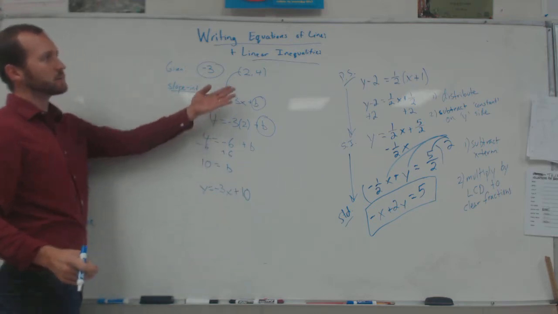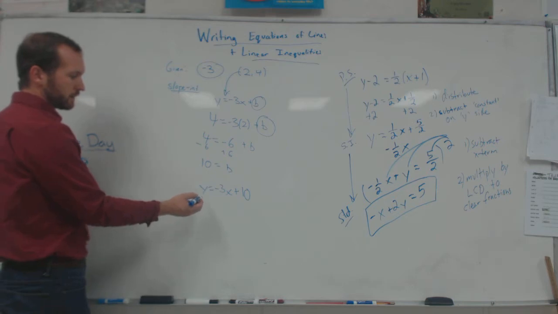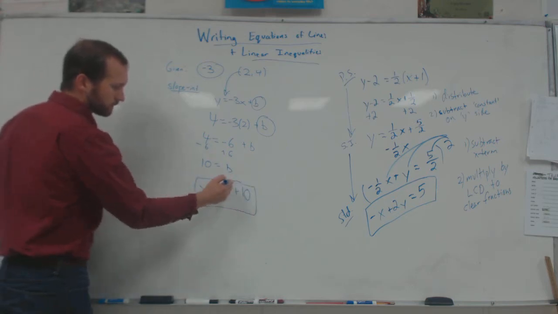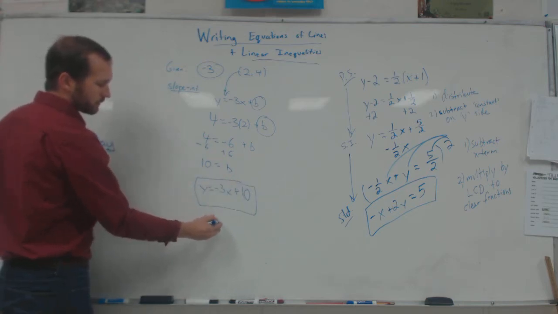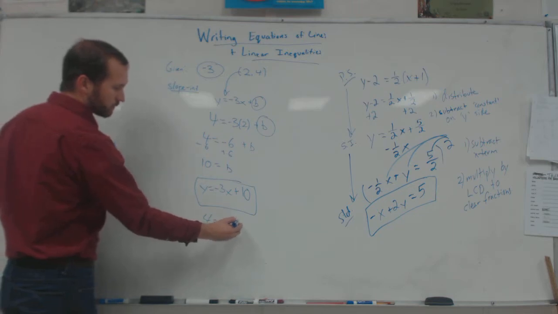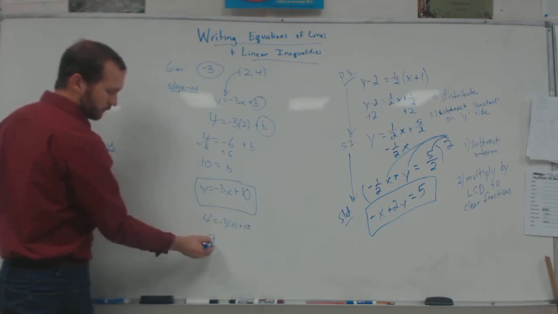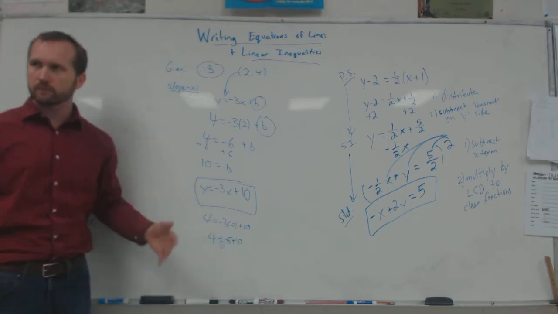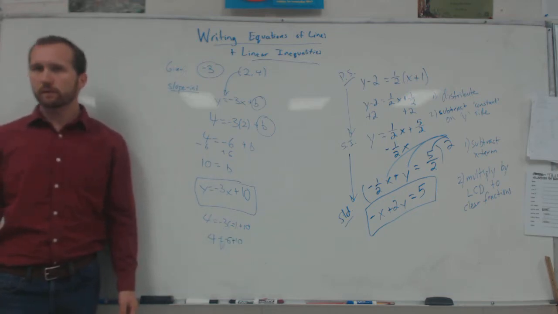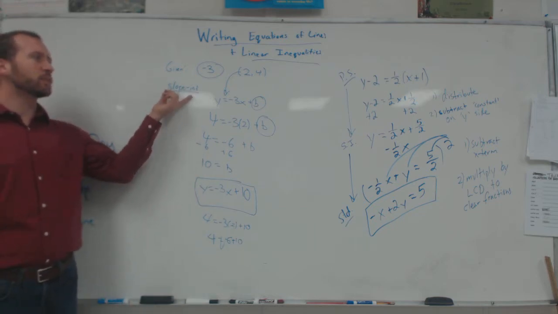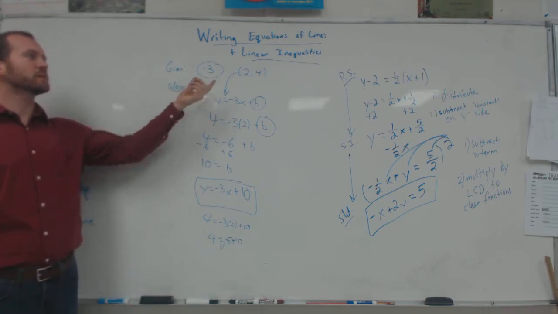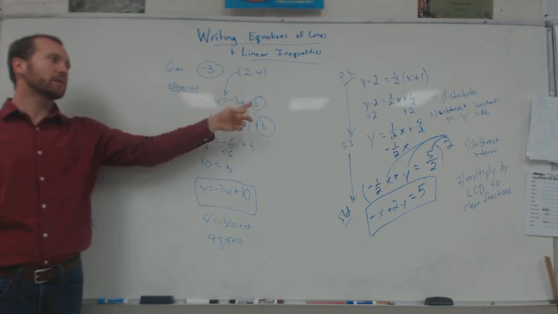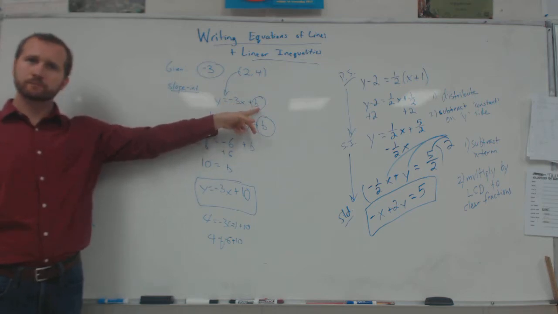And I would check that just by plugging in the point again. 4 equals -3 times 2 plus 10. 4 equals -6 plus 10. That's correct. That works. So the key, I think, with slope-intercept form is knowing sometimes to plug in a point in order to find your b. Does that make sense? Okay.